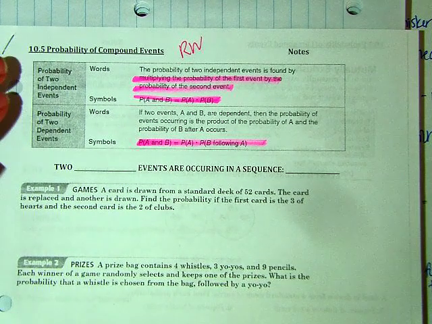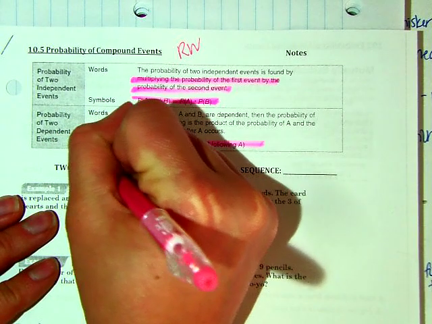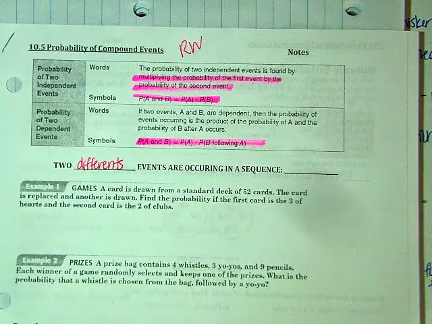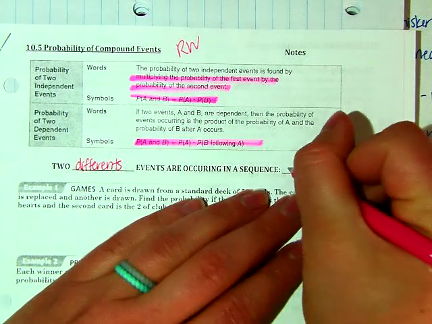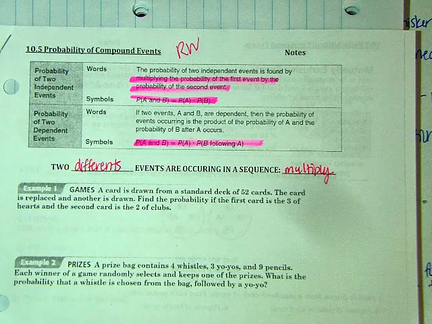So when we're talking about independent events, two different events are occurring in a sequence, one after the other. And when we work with these probabilities, we're going to multiply them. So, a couple examples here.